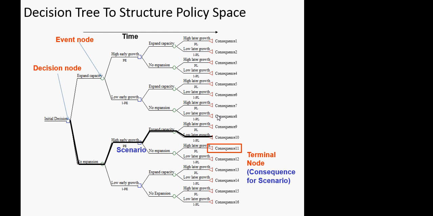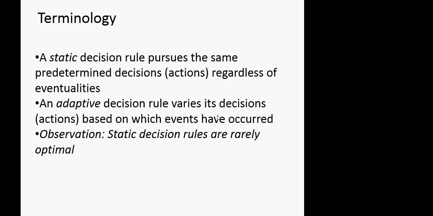So, ladies and gentlemen, let's talk a little bit more about the terminology and lead it back to a few particular points. So, there's some terminology here. We talk about two types of decision rules. Remember, a decision rule specifies what you do in any possible eventuality.